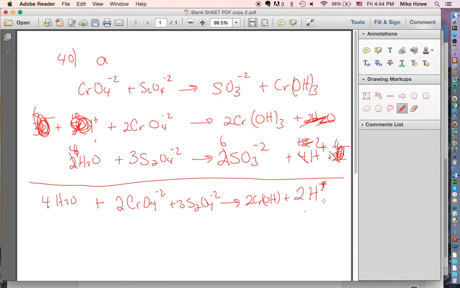That's supposed to be a plus sign. Then the other thing that's left over here is 6 SO3 negative 2s. All right, so that's our balanced equation, but that is assuming an acidic environment, and we know that it is not really an acidic environment.